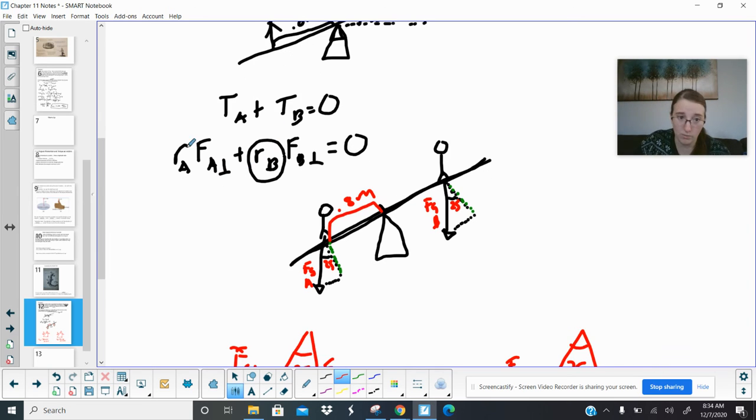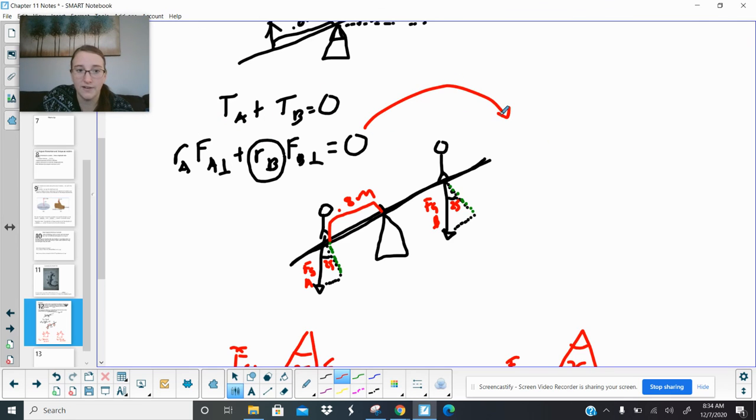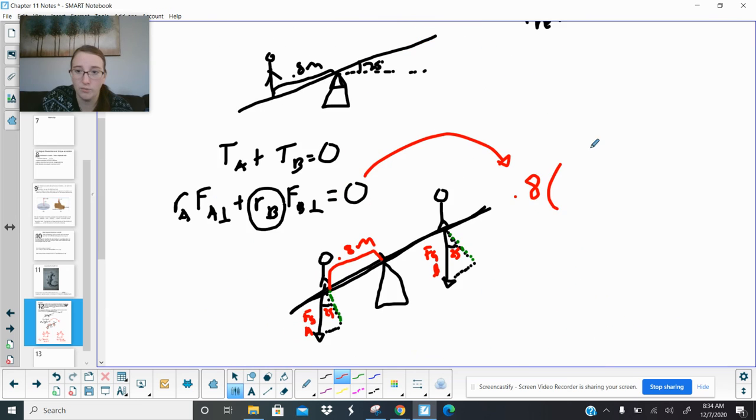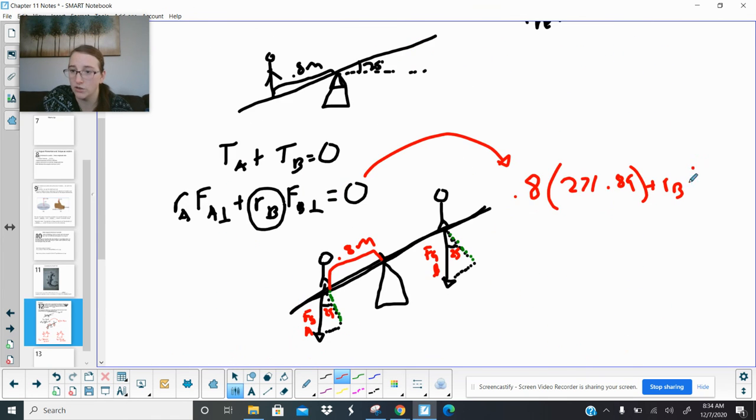So go ahead, plug in what we know. We know the distance again for Aquila. We know the forces. Let's solve for the radius for Bree. Okay, so let's put this up here. So I'm just going to plug my stuff in. I've got 0.8 is the distance for Aquila. Her force is 271.89. Plus, we want to figure out how far Bree needs to sit, and 181.26 is her force, equals 0.